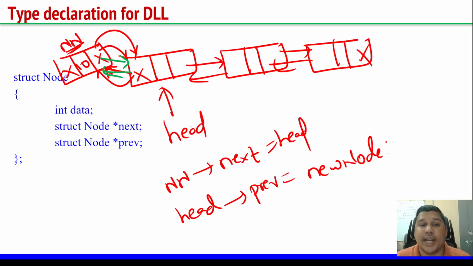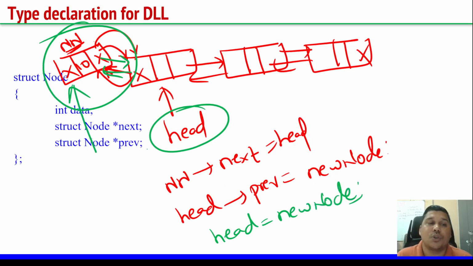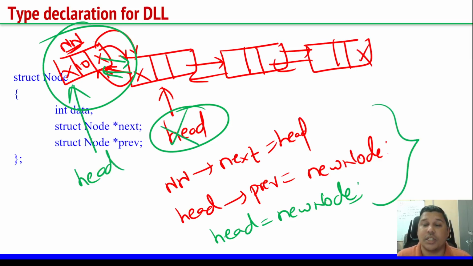Now, where is your head? Head is here. So, one more command we have to write. We have to make this our head, because head always points to the beginning of the list. For that, what do I have to do? Just write head equal to new node. So, this becomes our head. That's it. These 3 steps are the logic to insert an element at the beginning of the double linked list.